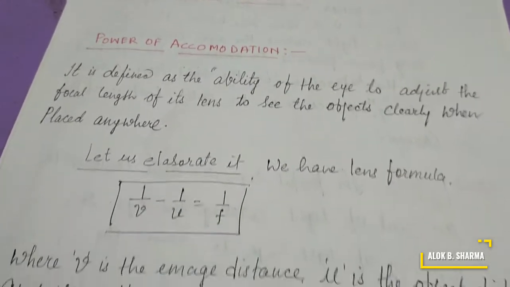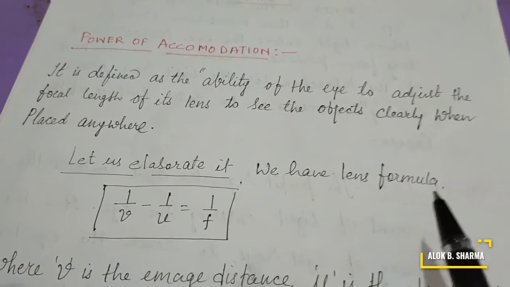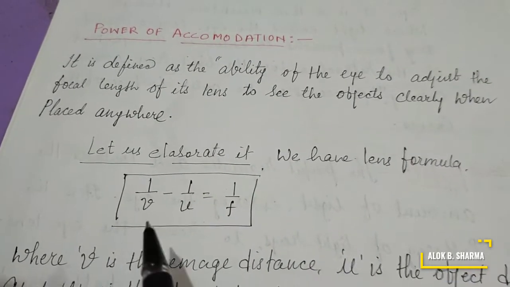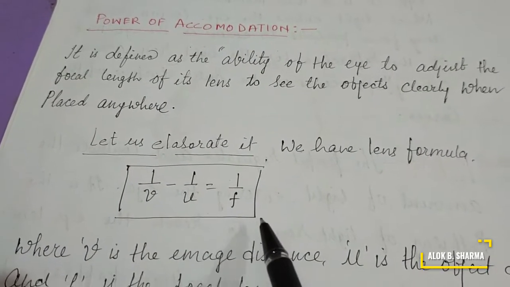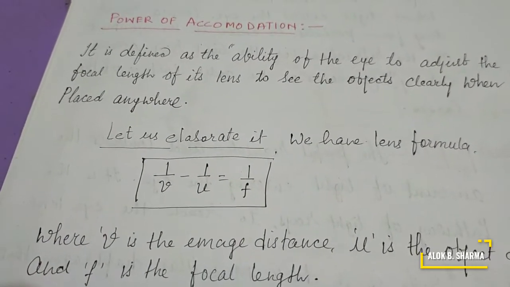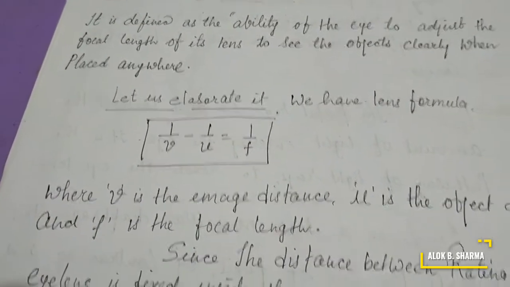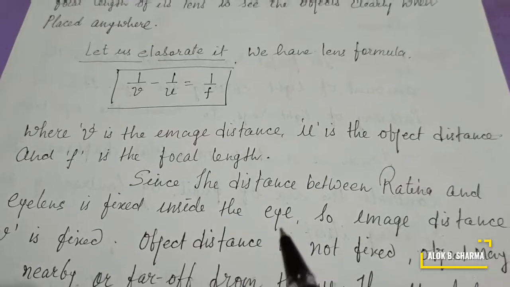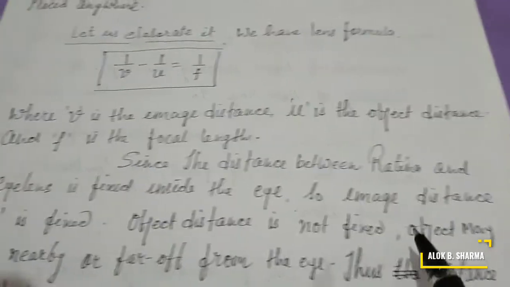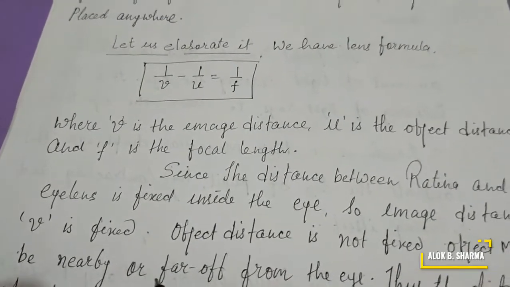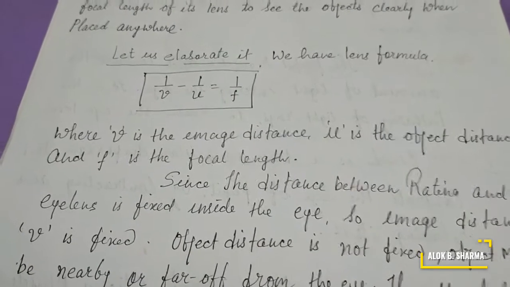Now let us elaborate it. We have the lens formula. Lens formula is what, dear children? Lens formula is 1/v - 1/u = 1/f. This is the lens formula, where v is the image distance, u is the object distance, and f is the focal length. Since the distance between retina and eye lens is fixed inside the eye, the image distance v is fixed. Already I have explained, image distance v is fixed because the distance between eye lens and retina is fixed.